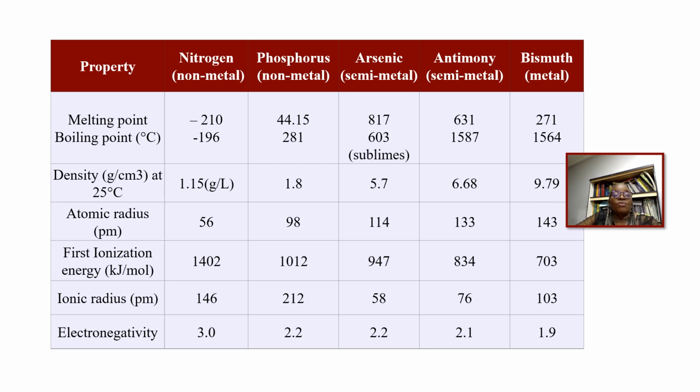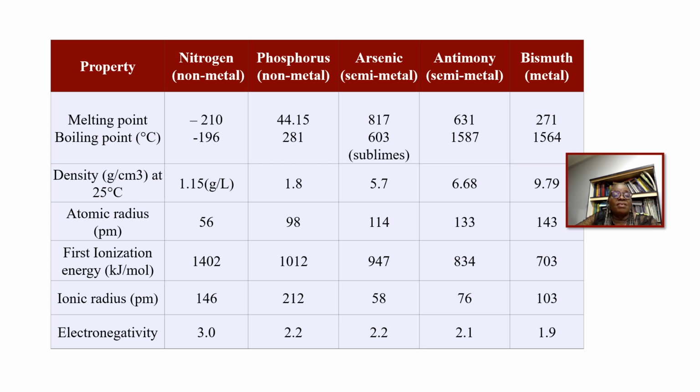The properties of the group 15 elements continue. Nitrogen is a non-metal, while phosphorus is also a non-metal. Arsenic is a semi-metal, antimony is a semi-metal, and bismuth is a metal. So we say that the metallic trend increases down the group.